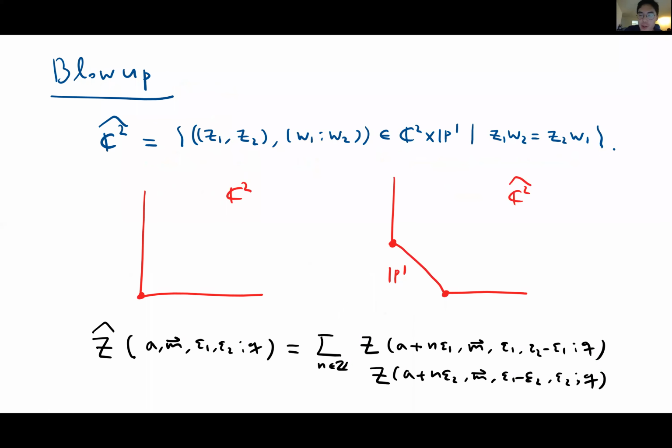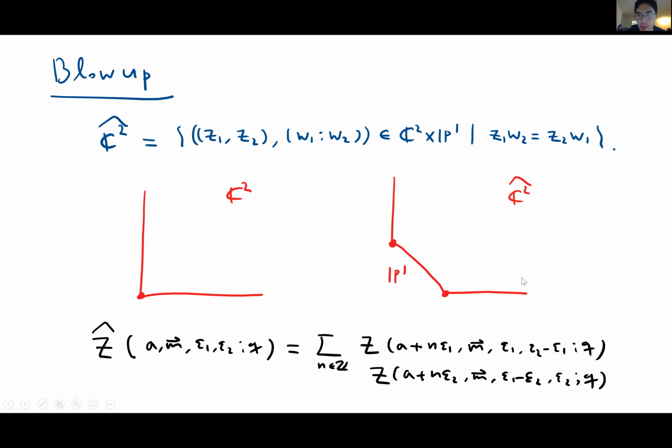Okay, so the main player is the blow-up. What's the blow-up? The notation is C2 hat, and basically it means replacing the origin of C2 by P1, an exceptional divisor P1. Okay, so this is the picture.